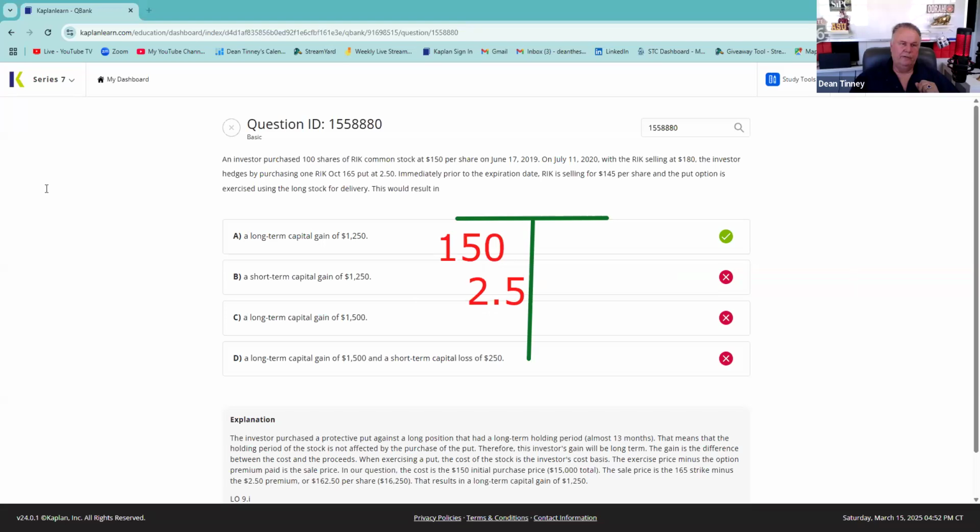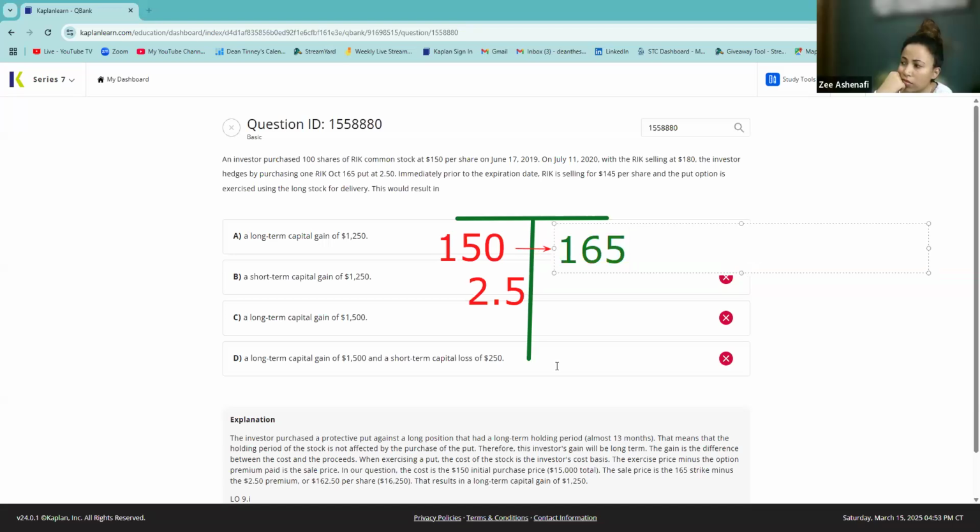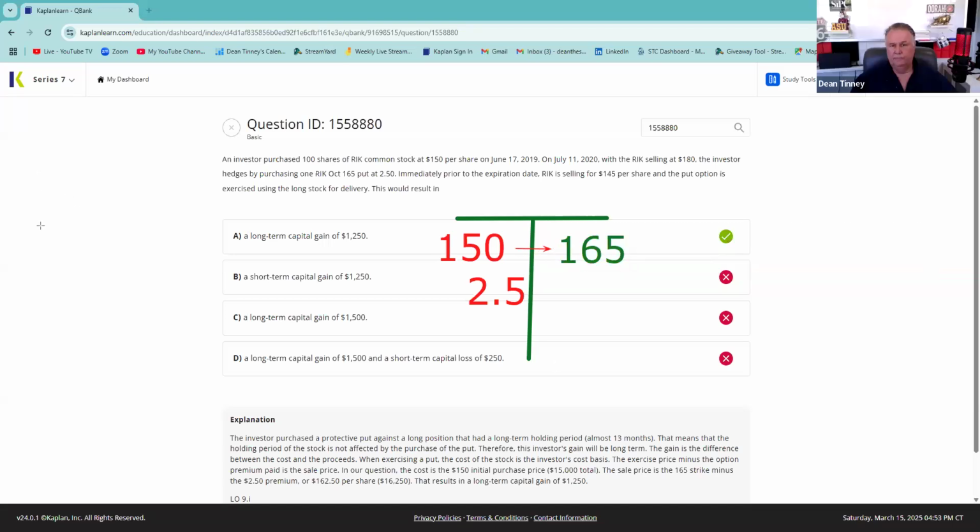Now, this is the challenge on this one. And again, as your tutor, I'm not worried at all that you're struggling with this. I think the language here can be challenging. If you don't recognize that you're going to exercise the put, you're not going to be able to close this out. If you are long a put and you exercise, you call Dean and say, exercise my put. That means you're going to sell the stock at 165. And boy, that sounds like you're happy, right? Mhm.